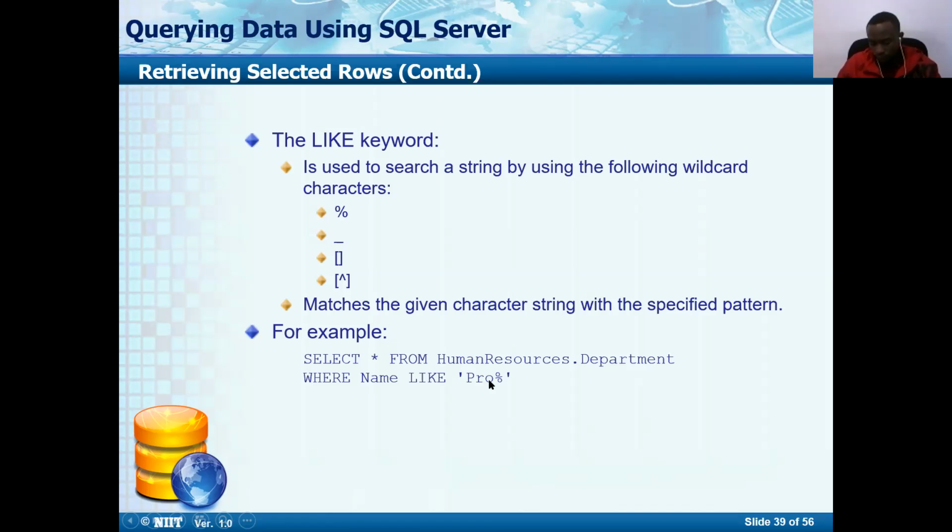Okay. So since we have started with the letters P, R, O, then the percent sign, it means that we want to look for employees where the name starts with these 3 letters. So there will be Prosperous. I don't know what other names will start with that. Let's just run this query and see what results it will give us.